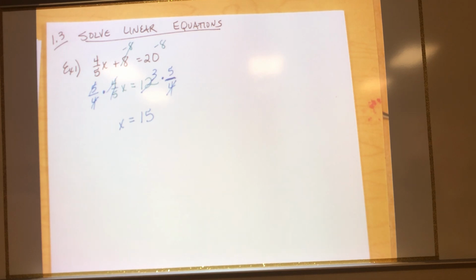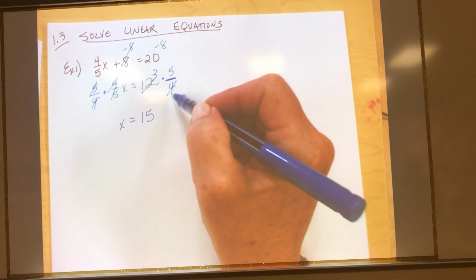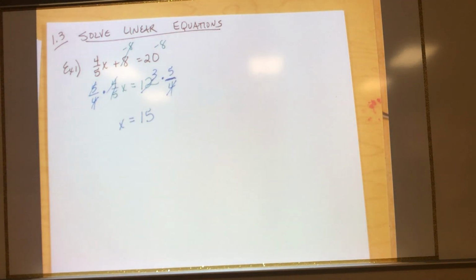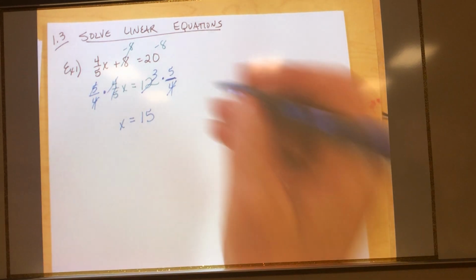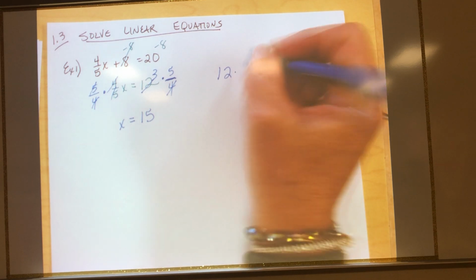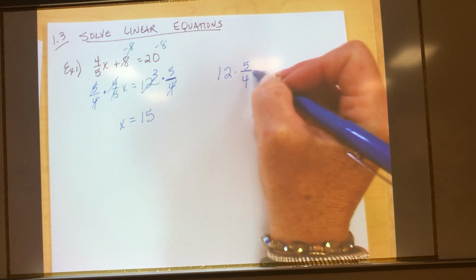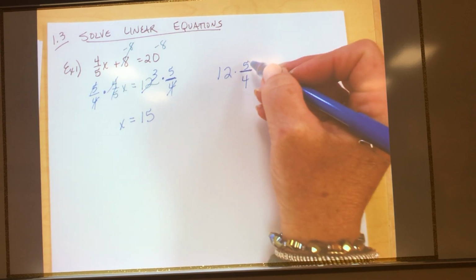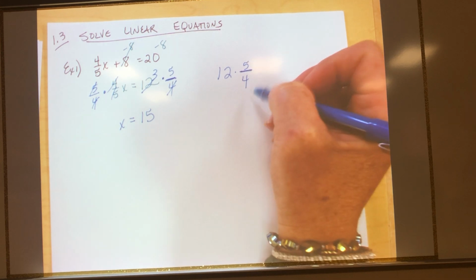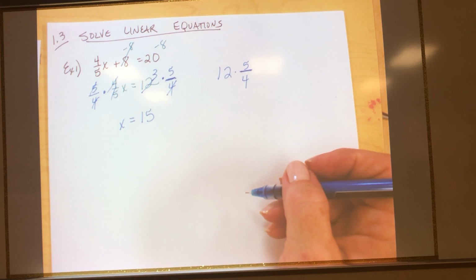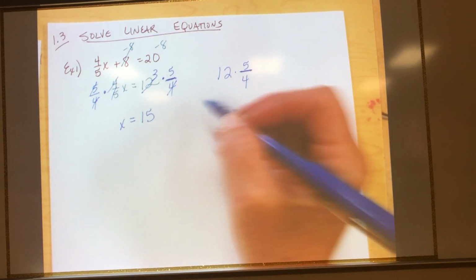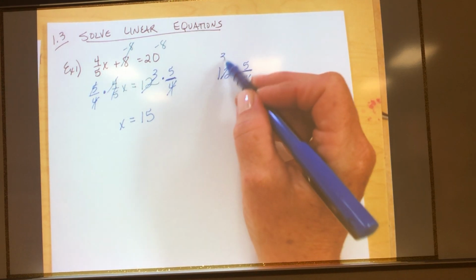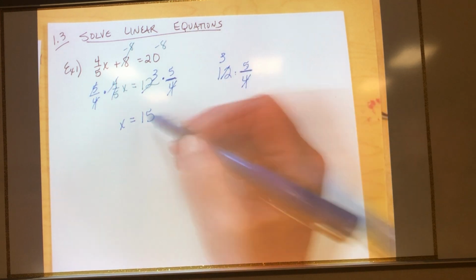Was that hard? No. Did I need a calculator? No. You are dividing by the bottom number and multiplying by the top. Here's what I did: 12 times 5/4. This line is a division sign, so you divide by the bottom number and multiply by the top. You divide it into 12. 4 goes into 12 3 times, and then you multiply by the top. 3 times 5 is 15.